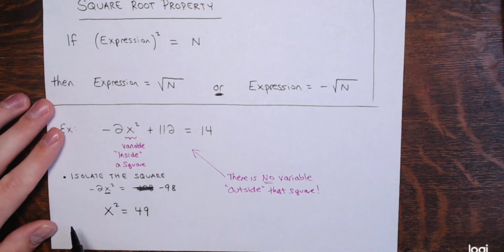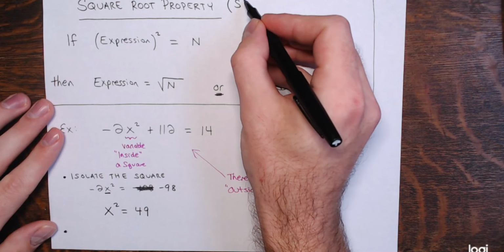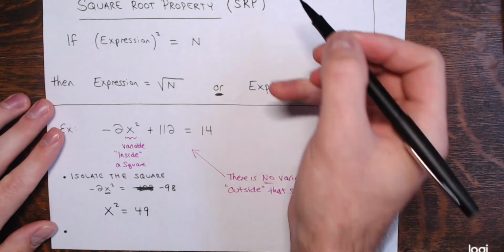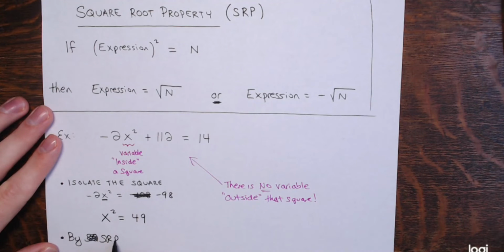Alright, so by the square root property. Now I'm just going to call the square root property SRP for short. Now I can apply SRP. By the square root property, the expression being squared, x, is either the positive square root of 49, or, again, the expression being squared, which is just x, is equal to the negative square root of 49.